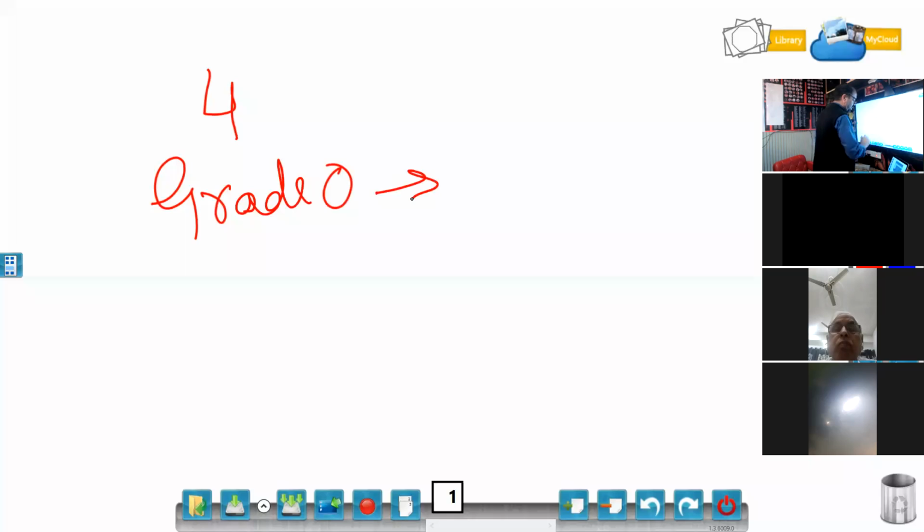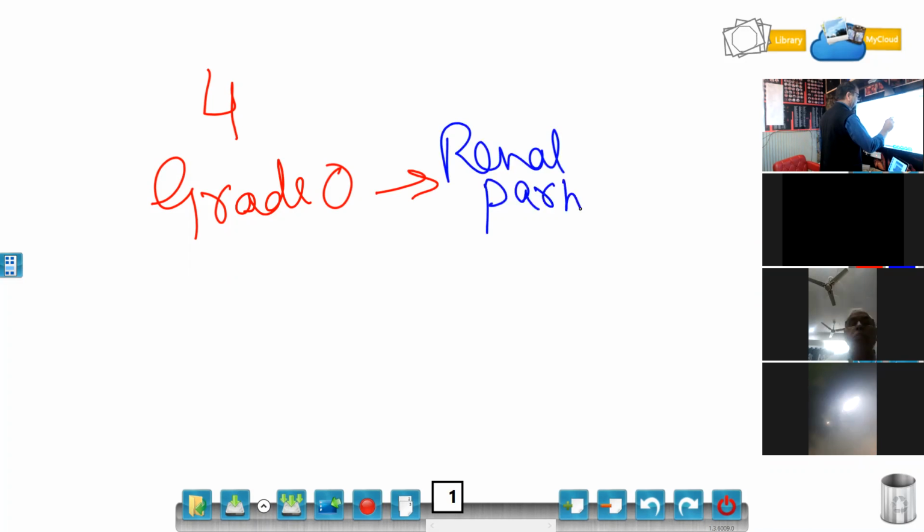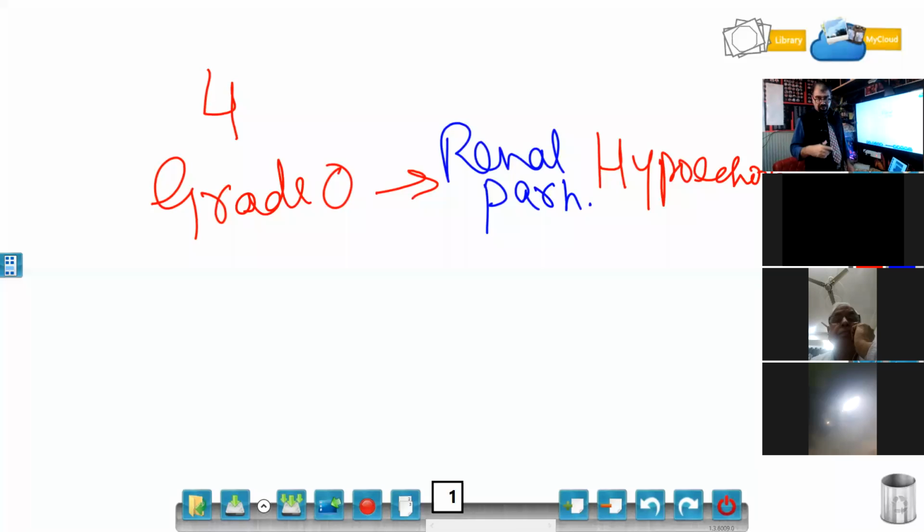What is in grade 0? Hypoechoic. Which one? Renal parenchyma. So the renal parenchyma, let me take another color. Renal parenchyma, I will write in short, is hypoechoic. Now see, hypoechoic compared to what? Compared to liver. So I am comparing here with liver.